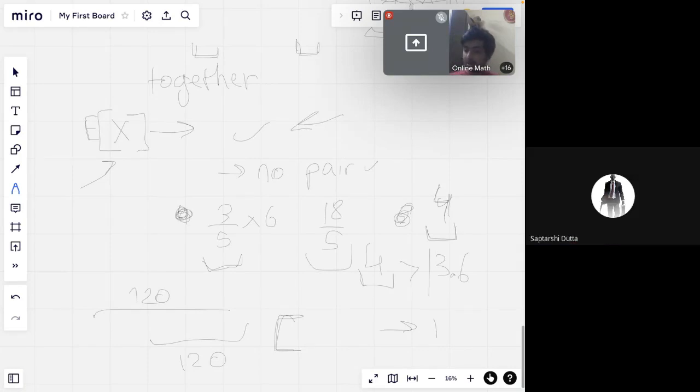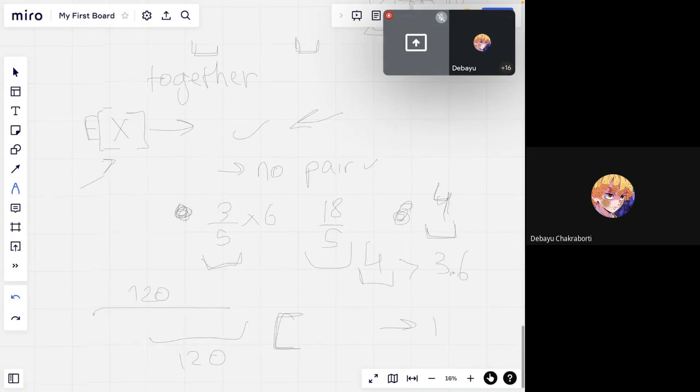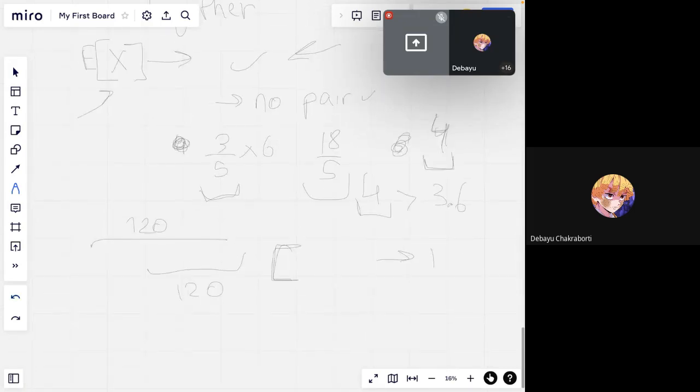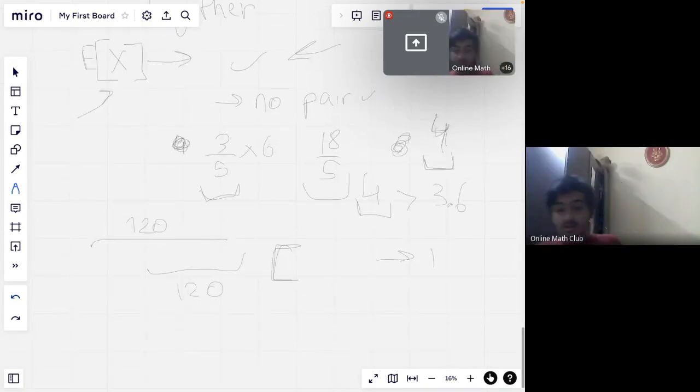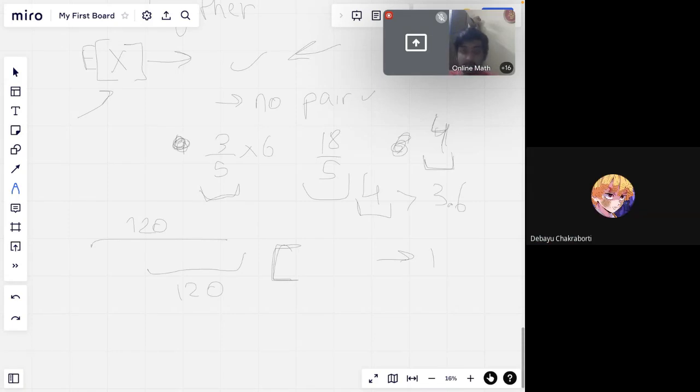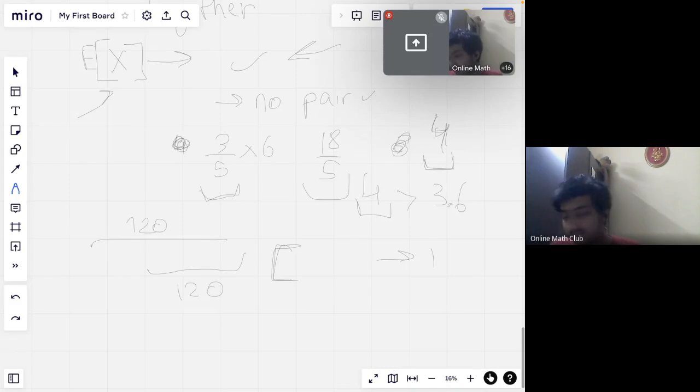There must be something greater than 7, or else you can't get 7.2. You have to have some number greater than 7, which is also an integer, because you have expected value 7.2. But that doesn't give us much.